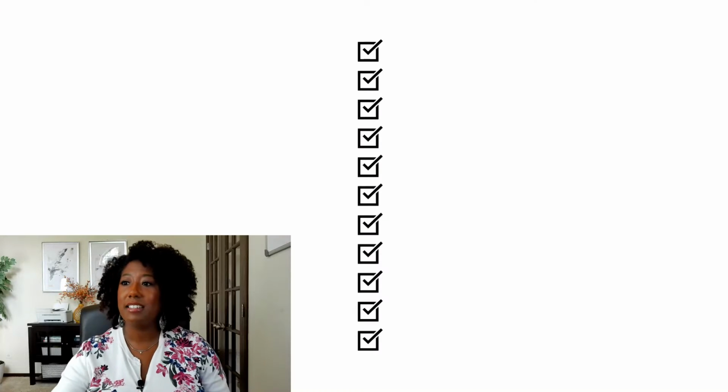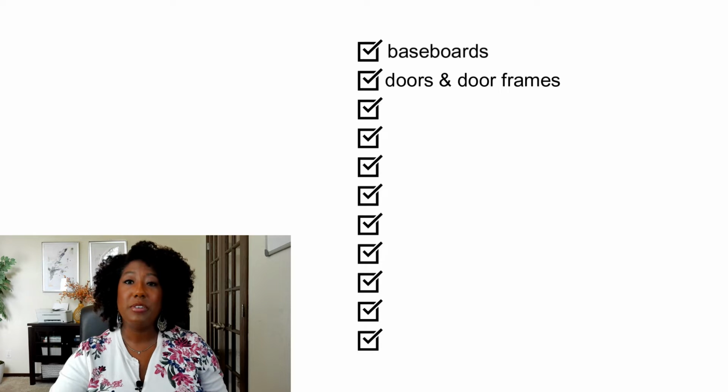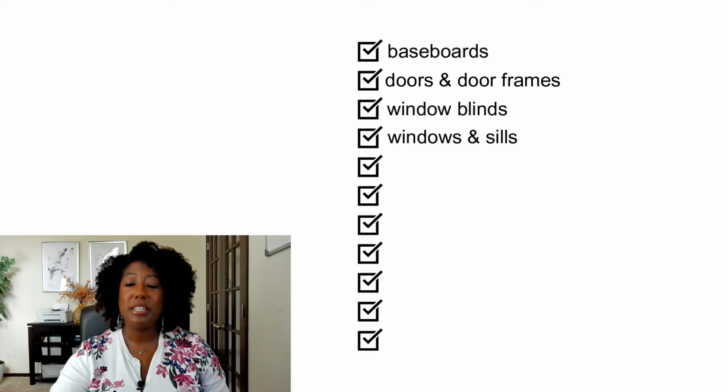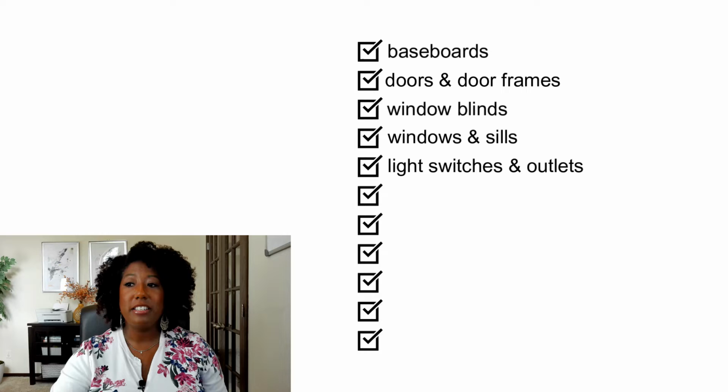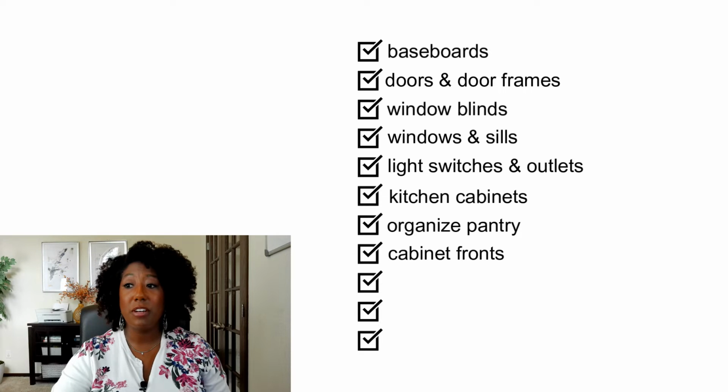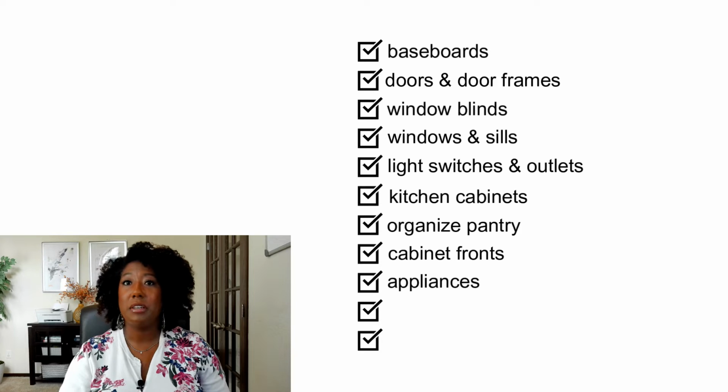So here's my list. I clean my baseboards. I wipe down all of the interior doors and door frames. I dust my blinds. I clean the interior windows and sills. I wipe down light switches and outlets. I clean out kitchen cabinets and I organize the pantry. I clean cabinet fronts. I deep clean all of the appliances. So my oven, my dishwasher, my garbage disposal, my stovetop, all of those things get a good deep clean.